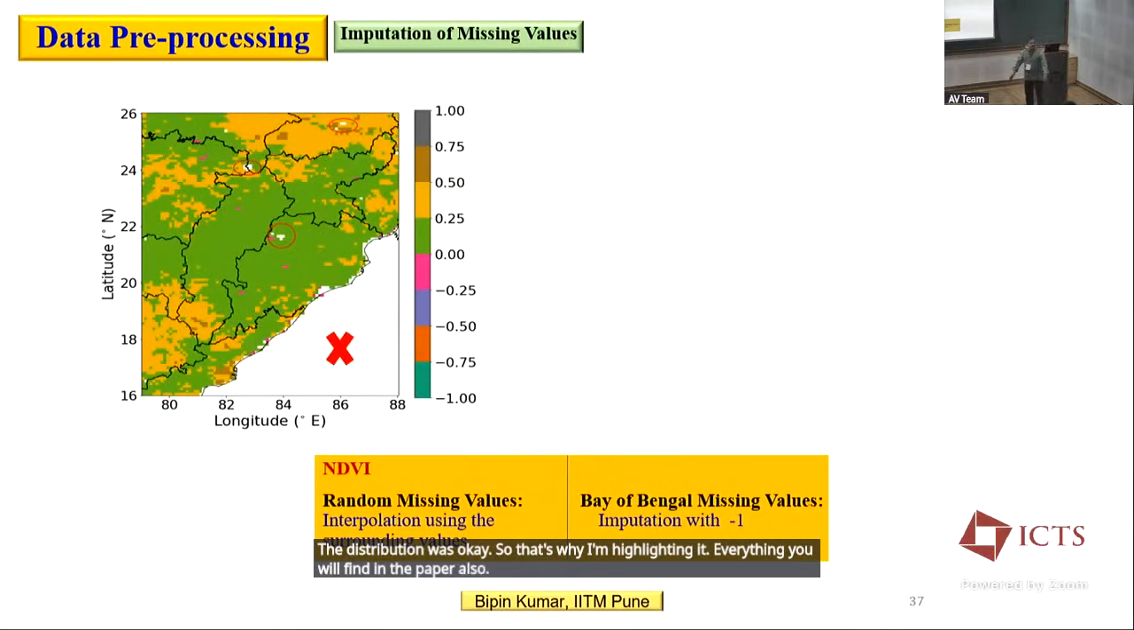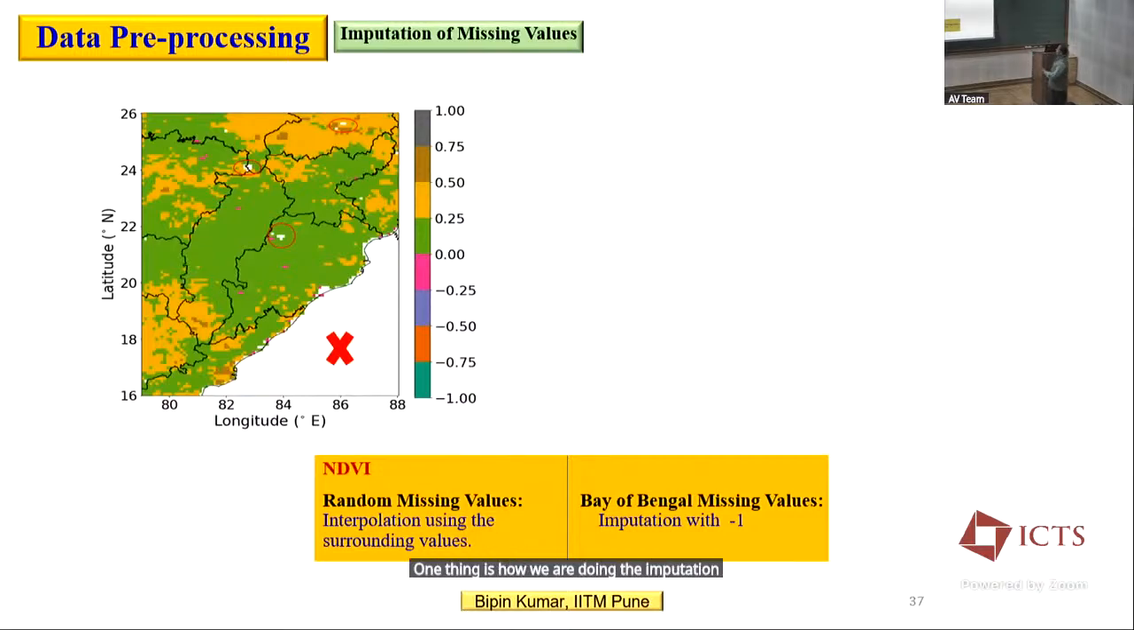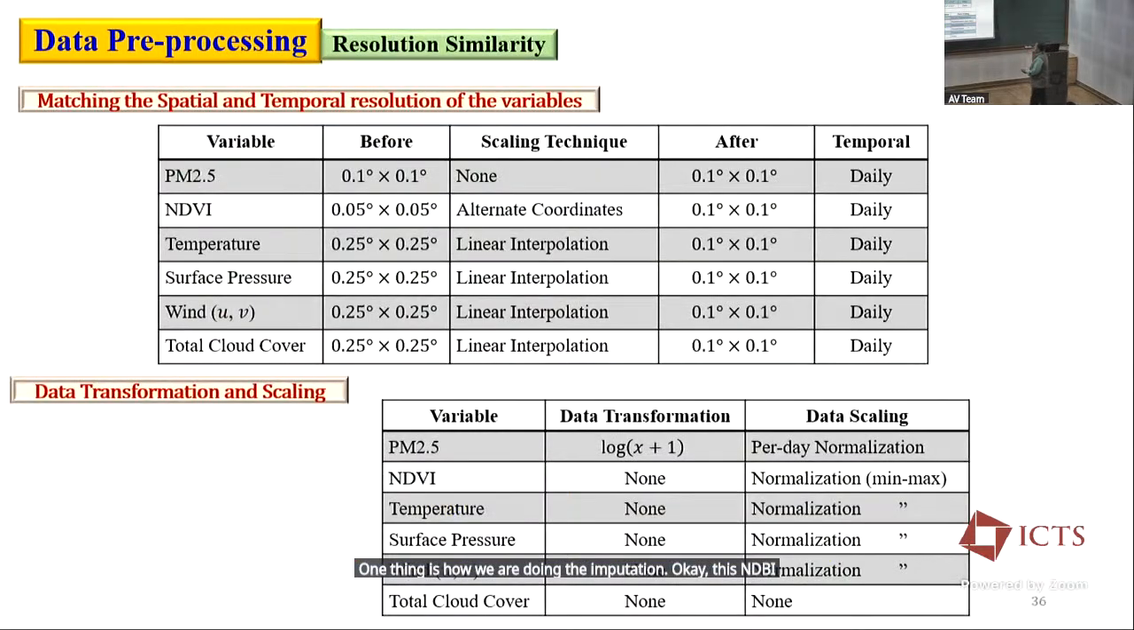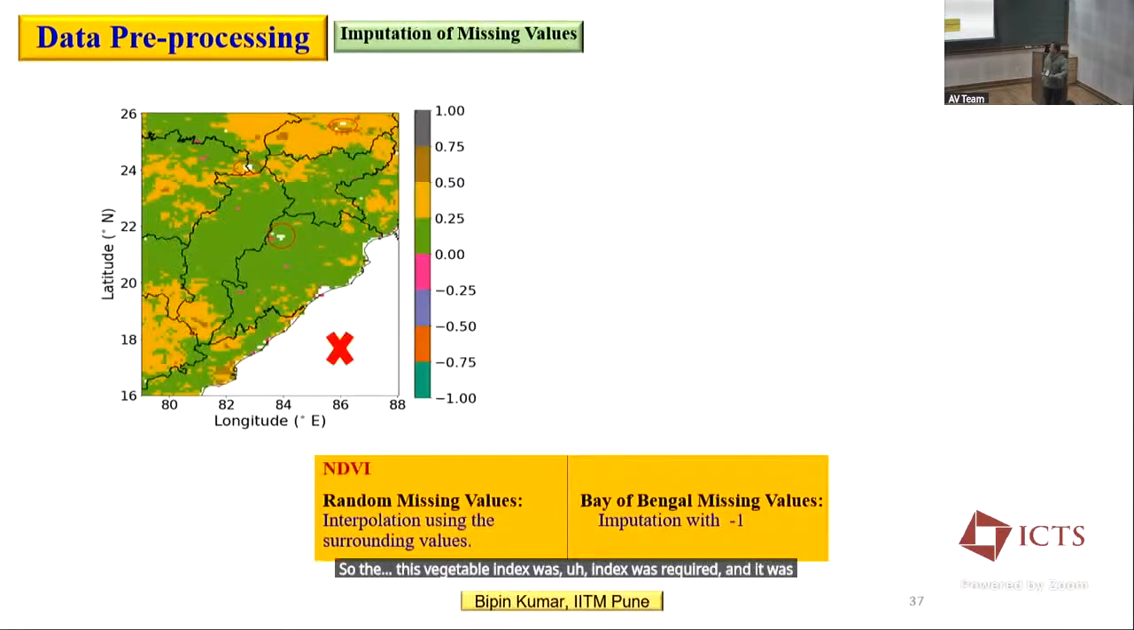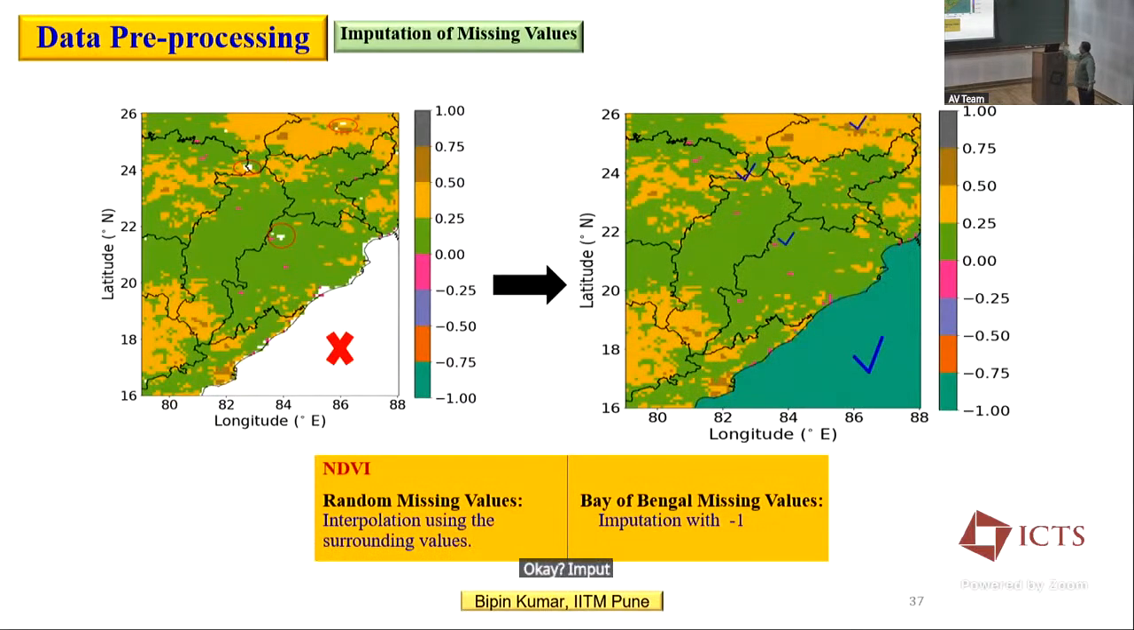One thing is how we are doing the imputation. This NDVI is one variable which was required in the northeast area, not in the Delhi, Punjab, Haryana area, not the central India. It was required only in the northeast because it was for big dense forest. So this vegetation index was required and it was giving better results. Imputation, I will not go much into, but we have done how we are filling this area.